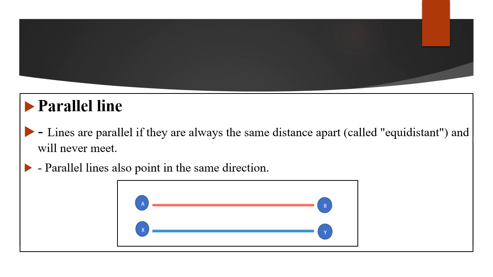Parallel line. Lines are parallel if they are always the same distance apart, called equidistant, and will never meet. Parallel lines also point in the same direction.